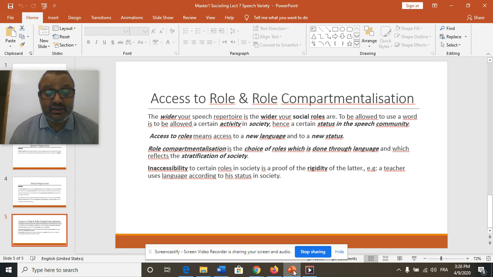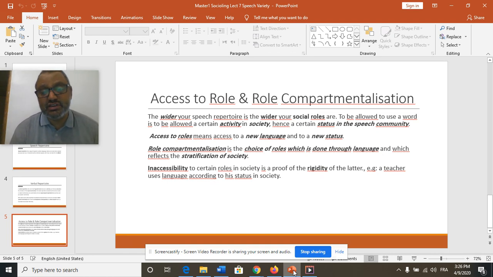Okay? Now, next, what is meant by access to role and role compartmentalization? This is simply to mean that when we have at our disposal more languages, our role in society changes or is wider. As we said, to be allowed to use a word is to be allowed a certain activity in society, hence to have a certain status in the speech community. This is also what we notice with bilingual people. For example, a bilingual speaker is, between inverted commas, admired by the other members of society because he can talk about a lot of things, about different cultures, simply because he knows different languages. So he has access to a different role in society.